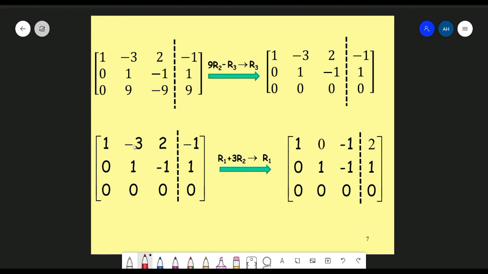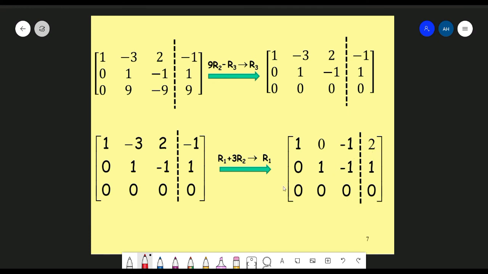So what we do is we add row 1 with 3 times row 2 and write down the answer in row number 1. Row number 3 is still the same, 0, 0, 0. Row number 2 also, we keep it the same: 0, 1, negative 1, 1. Now, we want to make this number become 0. So we have 1 there. Negative 3 plus 3, we have 0 there. So we have 2, and we have negative 3 down here. 2 minus 3, we have negative 1. We have negative 1 there. So we have 3 over here, negative 1 plus 3, we have 2.